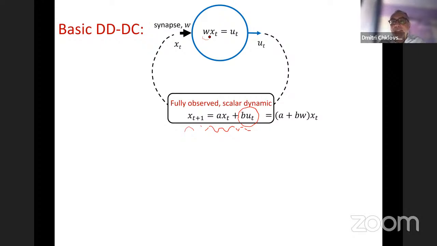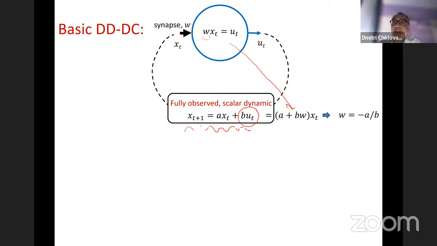And then if we plug in the control law from the synapse in here, we express x_{t+1} in terms of x_t, and that requirement to have x_{t+1} equals 0 for any x_t results in the requirement for w, which is equal to minus a over b. And that's it. If the neuron knew the right w, which is minus a over b, it could manage to stabilize this unstable environment in one step, and the problem would be solved.